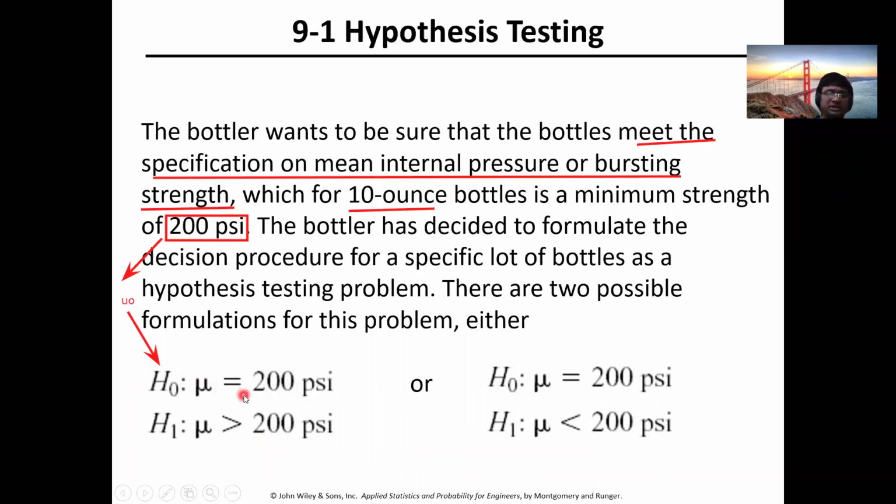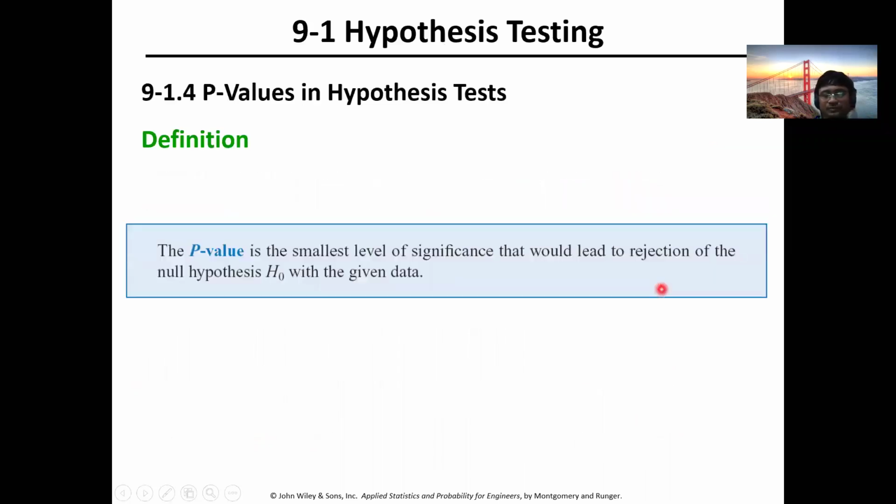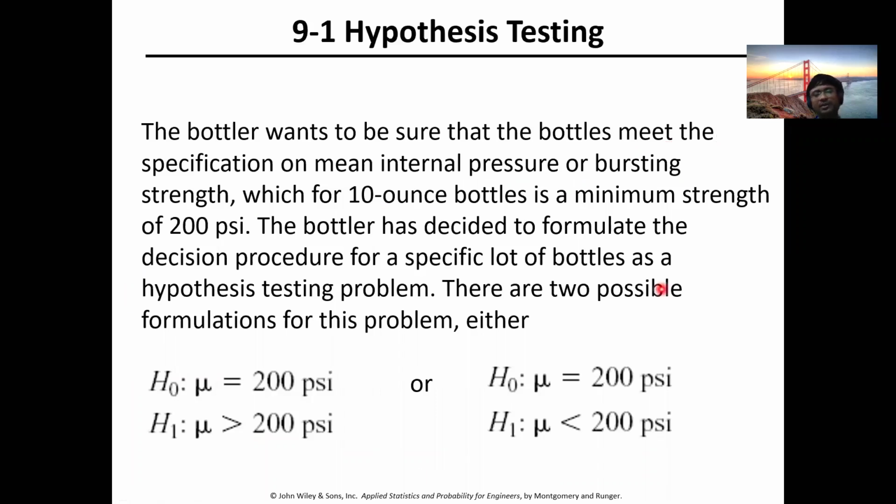So this is the null hypothesis H0: mu equal to 200 psi, and we are taking the alternative hypothesis H1: mu greater than 200 psi or H1: mu less than 200 psi. This is the problem formulation. So we have discussed how the problem should be formed on the basis of the discussions.